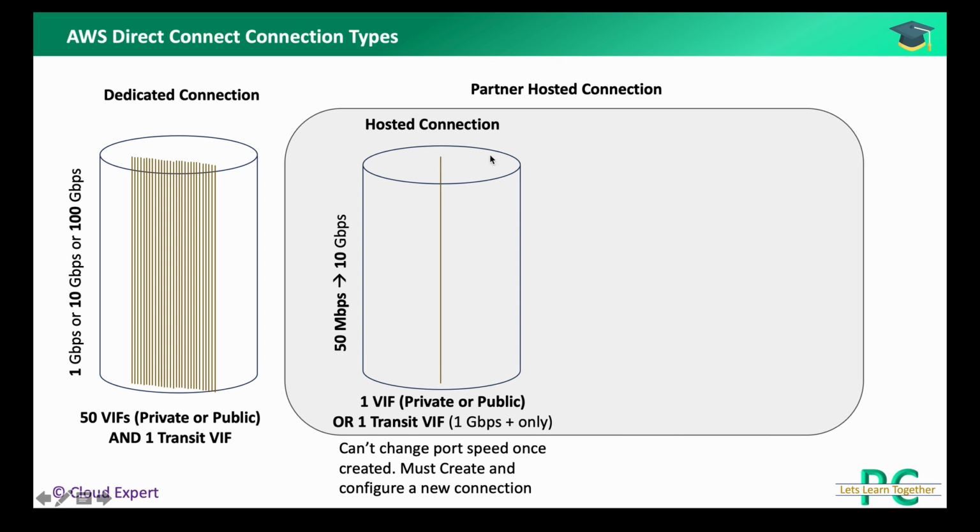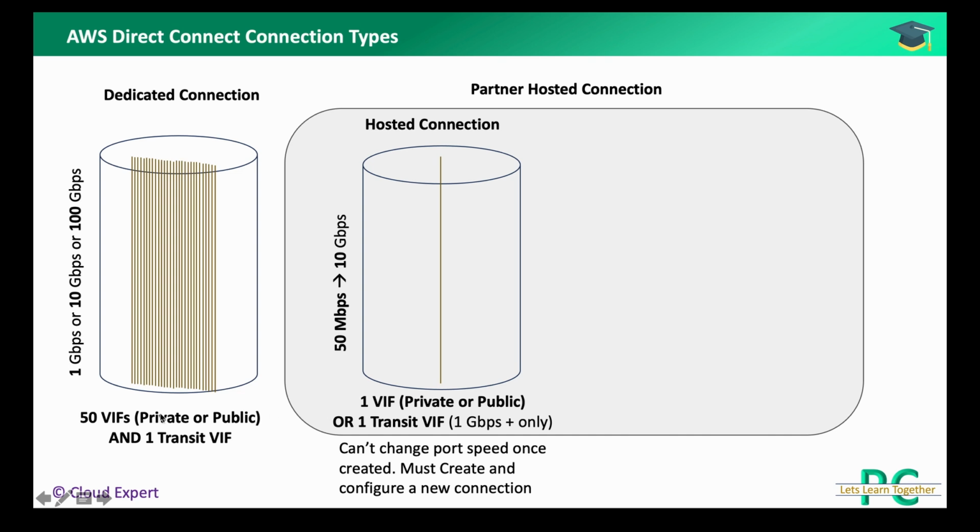But one point to be remembered here: if you are using a hosted connection, you will have only one virtual interface. Either it will be private or public. You will not have more than one private or public VIP. And if you have more than a 1 Gbps connection, in that case, you can get an extra transit VIP.